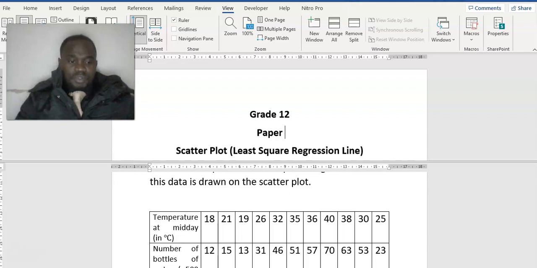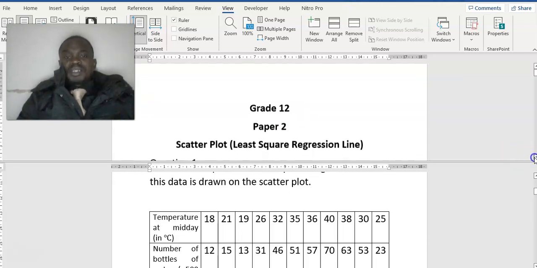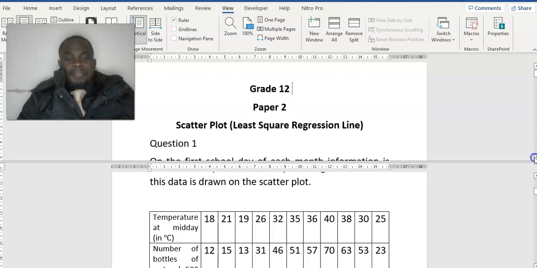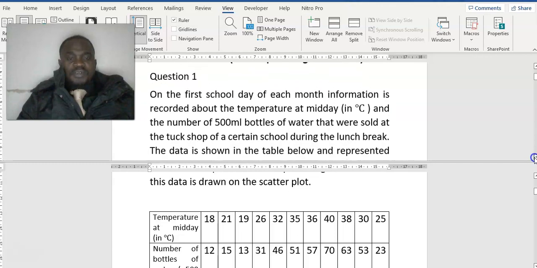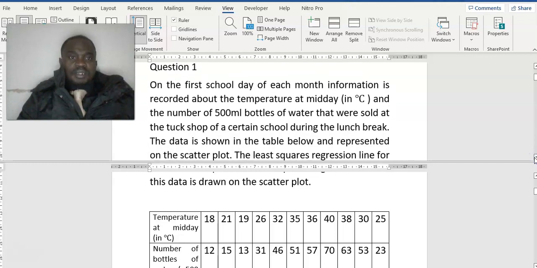It comes on paper 2. Okay. It's easy to get marks here. Okay, so let's quickly look at this past question.